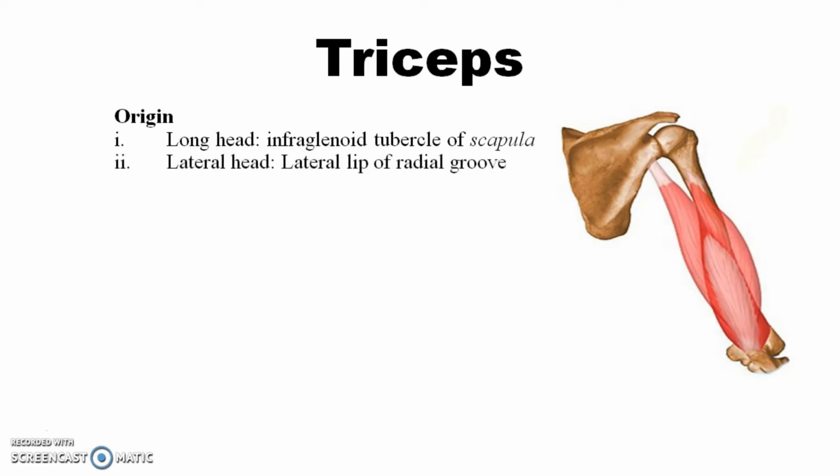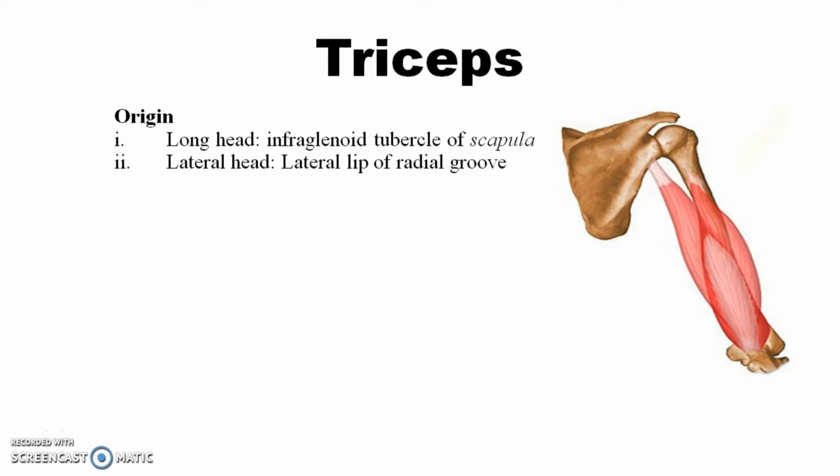So the origin of the long head is from the infraglenoid tubercle of the scapular region. The supraglenoid tubercle gives origin for the long head of biceps, and the infraglenoid tubercle gives origin for the long head of triceps. Then we have the lateral head taking origin from the lateral lip of the radial groove.